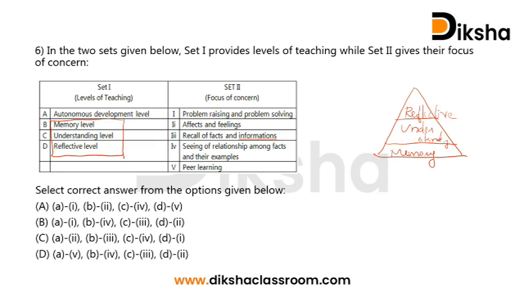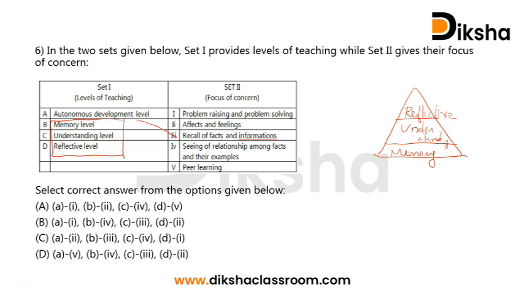Now getting back to the question, when you analyze set 1 and set 2, the memory level, option B of set 1, can be matched to 3 of set 2. Recall of facts and information. We have already discussed this. Memory level is all about memorizing and recalling what we have studied. So, memory level, recall of facts and information.